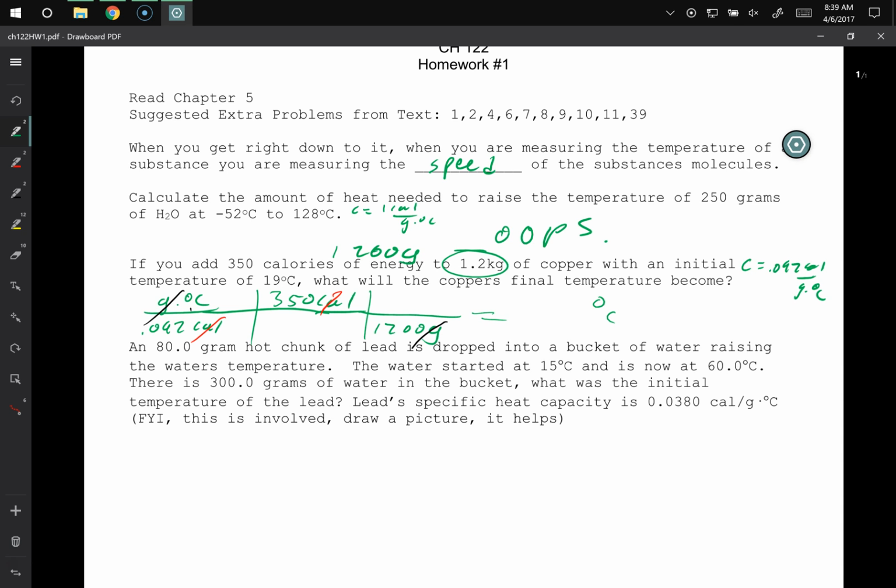What do we got here? 350 divided by 1,200 divided by 0.092. So 3.2. Is that my answer? No. What is this 3.2? How much the temp went up when I added this 350 calories. So then my answer is going to be 22 degrees C.